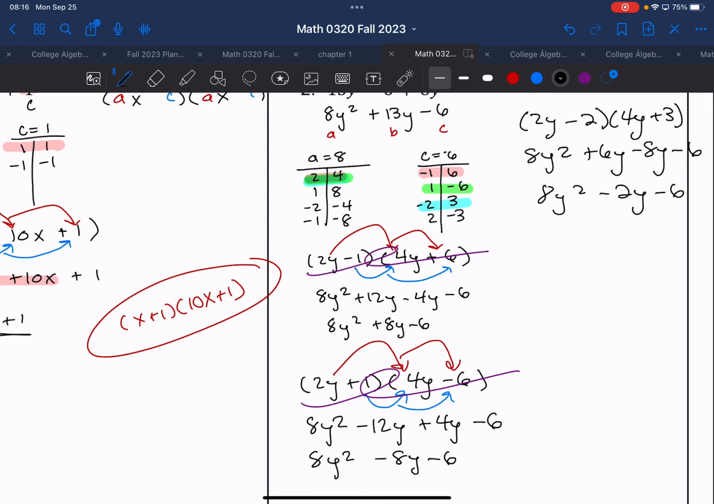Okay. So as we're going through all of our chart on the C's, what do you think is going to happen if I just switched out a negative 2 and a positive 3 to a positive 2 and a negative 3? Do you think we're going to get a 13? No, so that tells me that instead of changing up my C's, maybe my A values need to be changed up. So instead of using 2 and 4, let's try 1 and 8.